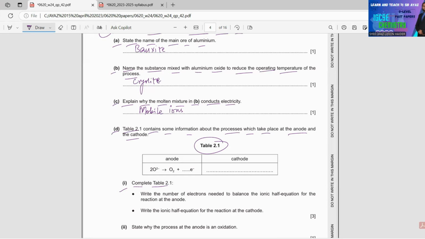You know, at the cathode, the aluminium 3+ ion moves and gains 3 electrons. So I will write Al 3+ plus 3 electrons gives Al. At the anode, the reaction is incomplete. There's a loss of electrons, which means oxidation is taking place at the anode. And we have oxygen on the reactant side, which carries a 2- charge. There are 2 moles of O2-, which means there will be 4 electrons. So I will write 4 here.